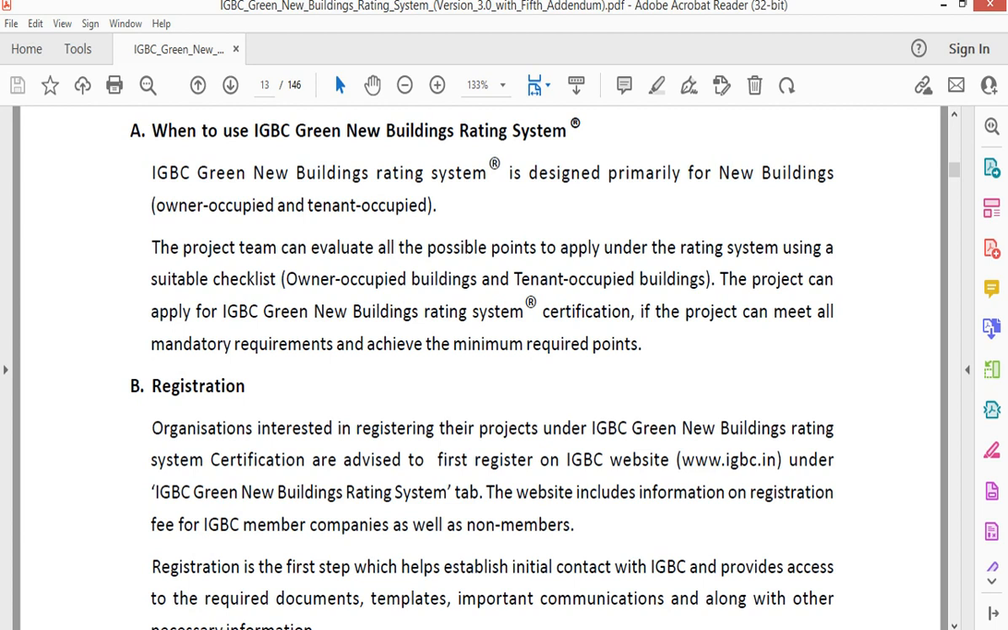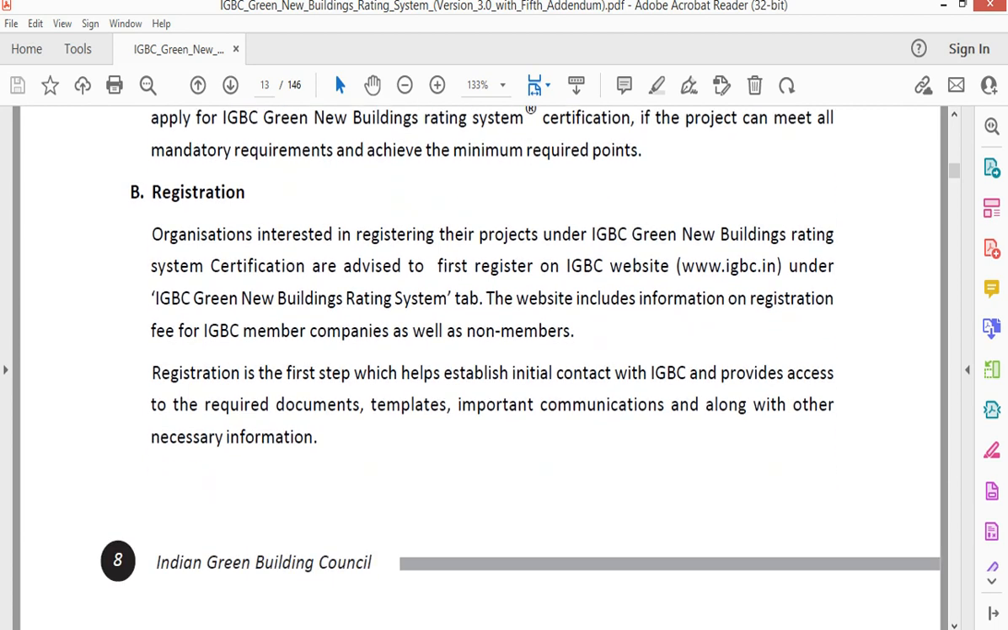So the project team can actually evaluate all the possible points under this rating system by using the checklist, and I'll be showing you this checklist at the end. So this is actually for both owner occupied buildings and tenant occupied buildings. So the project can actually apply for the IGBC green new building rating system, provided the project meets all the mandatory requirements and they achieve the minimum required points.